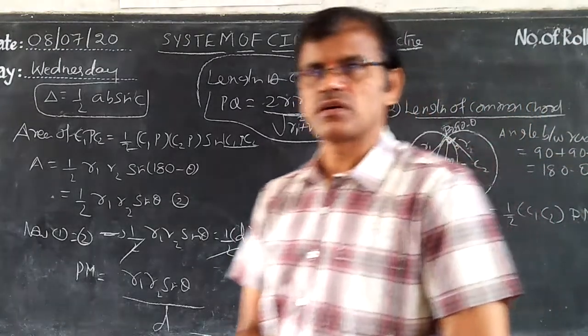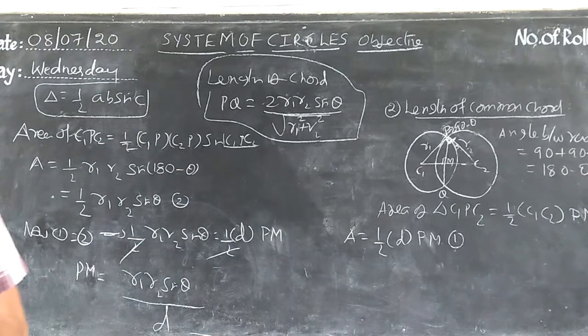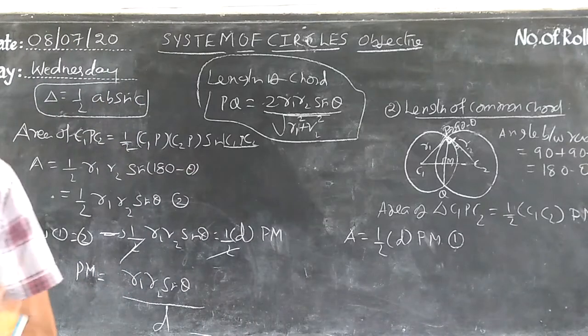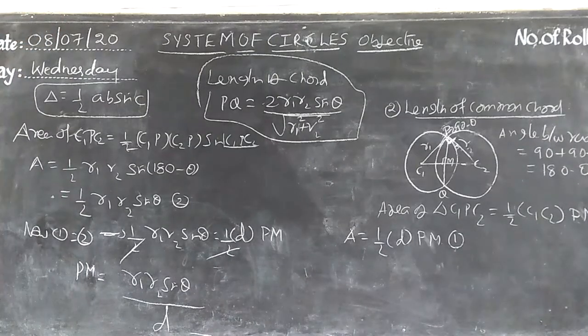This is an important formula, students. Don't forget this one. Length of chord is equal to 2 R1 R2 sine theta by root of R1 square plus R2 square.